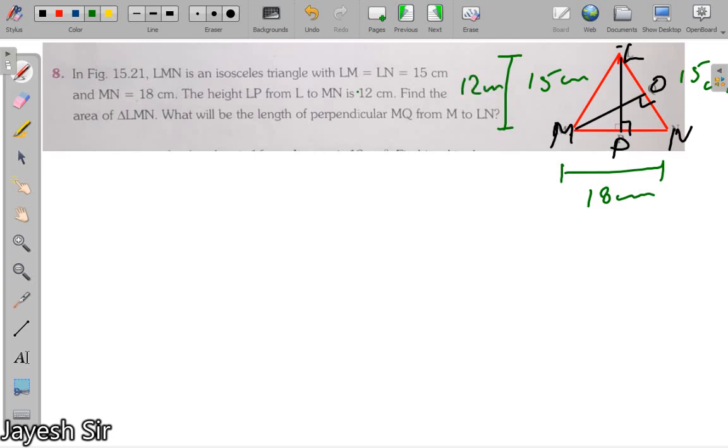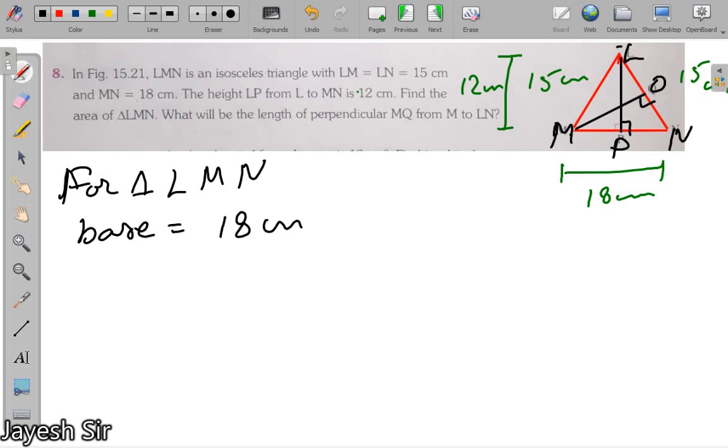We have to determine, first of all, the area of the triangle. So for triangle LMN, first of all we have to determine the area. In order to determine the area, we will take the base as a known quantity and the perpendicular as a known quantity. So I will take the base as MN, because I know the value of the perpendicular on this base, or we can say the height, is equal to 12 centimeter.